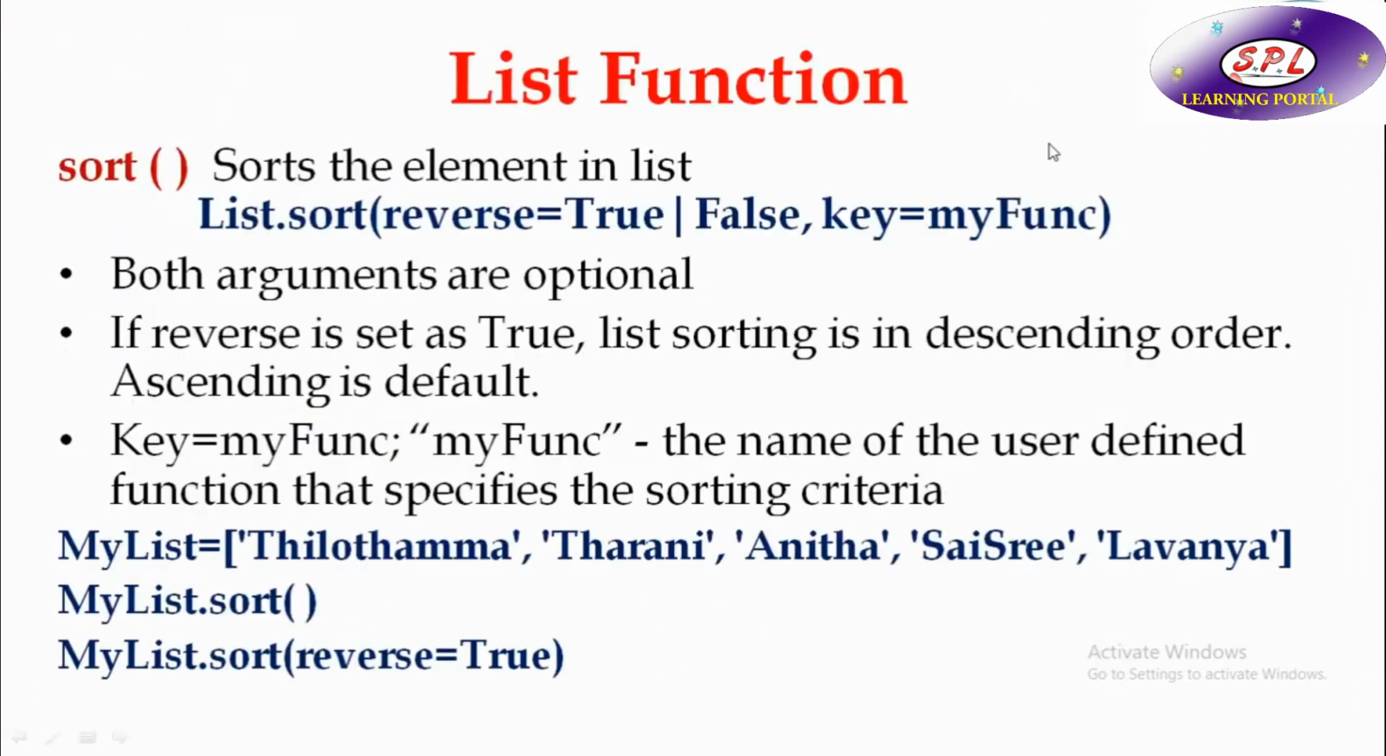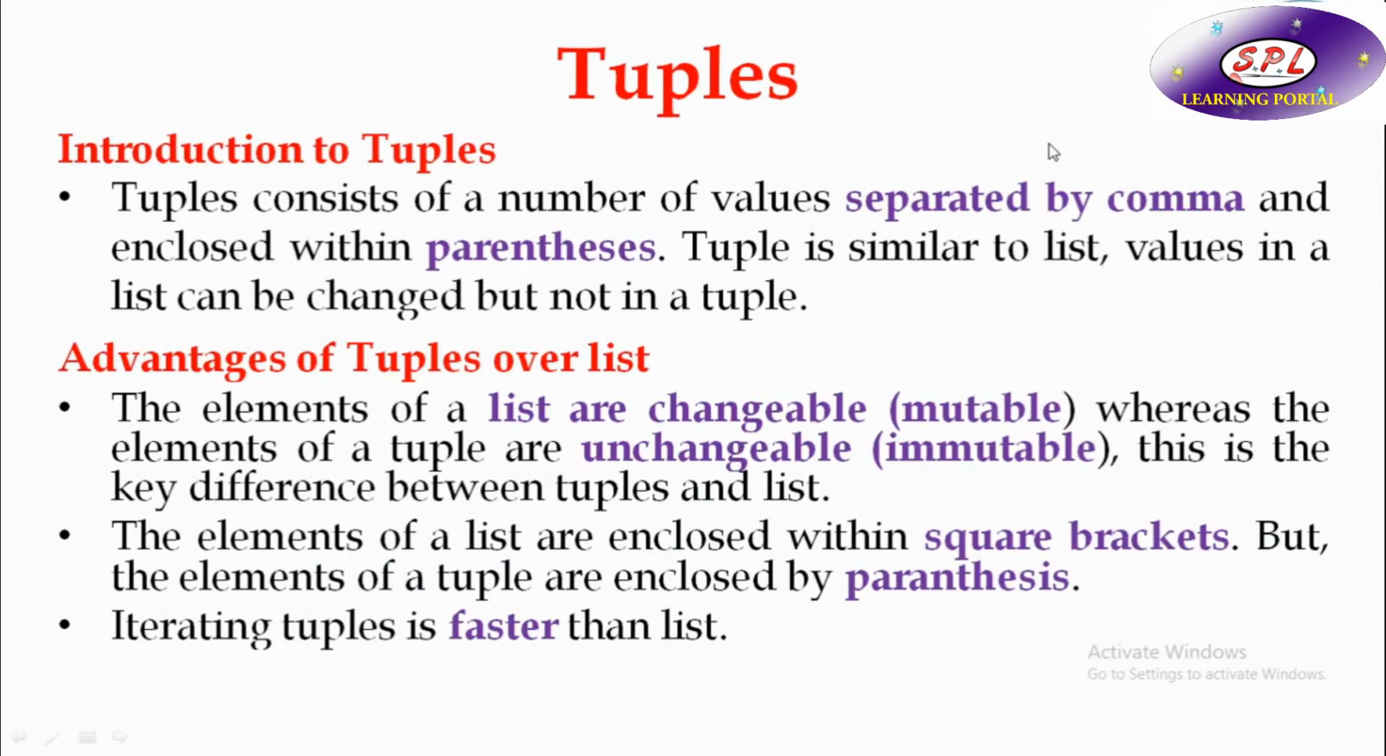Next, now we are going to discuss tuples. What are tuples? Tuples are the same as lists. There is not much difference between lists and tuples, only two things. One, tuples are unchangeable elements. In a list, the elements can be changed.